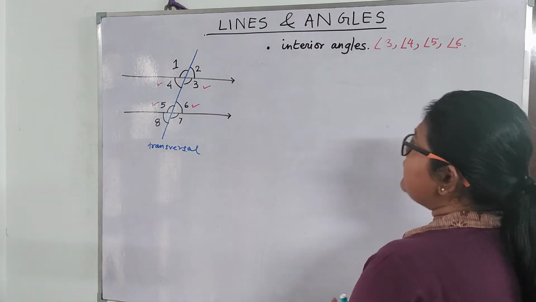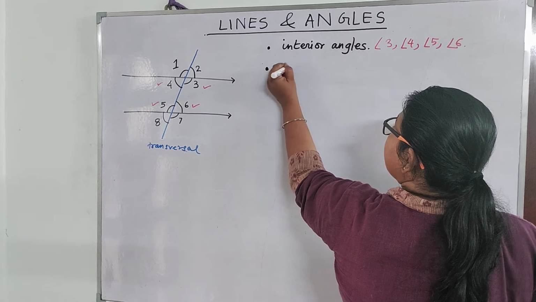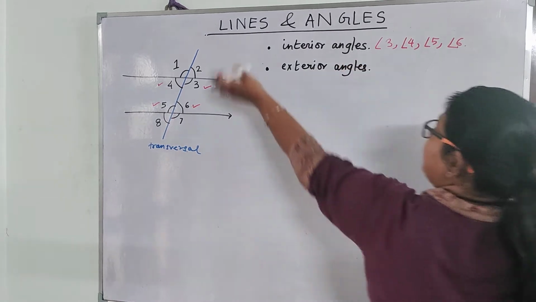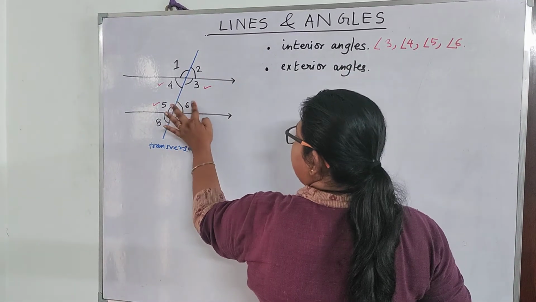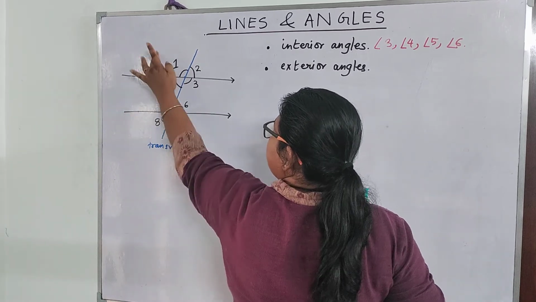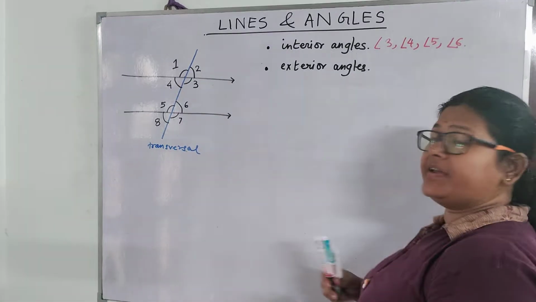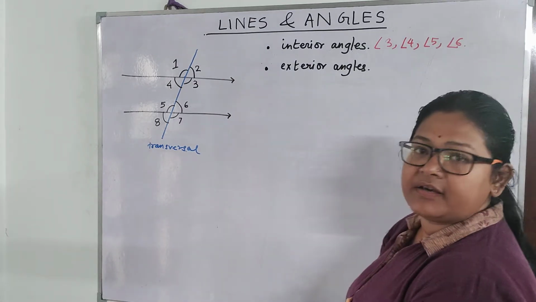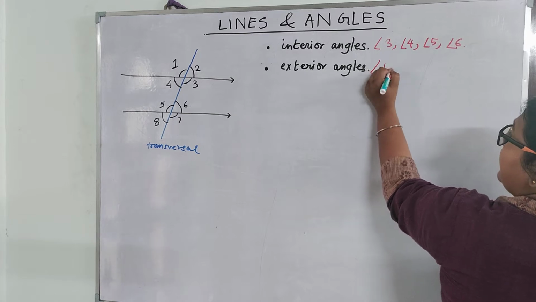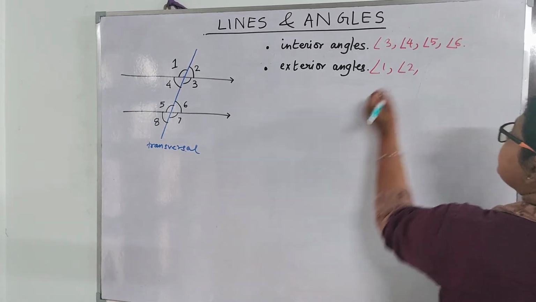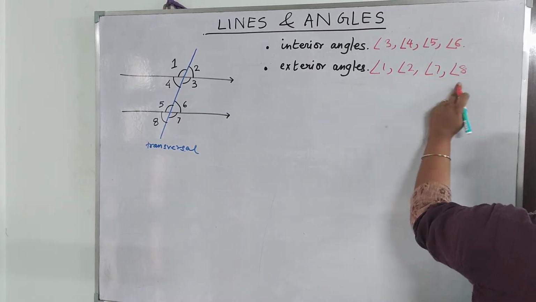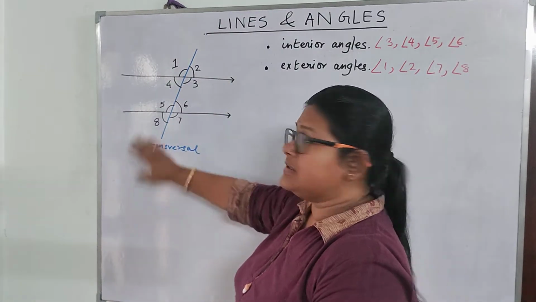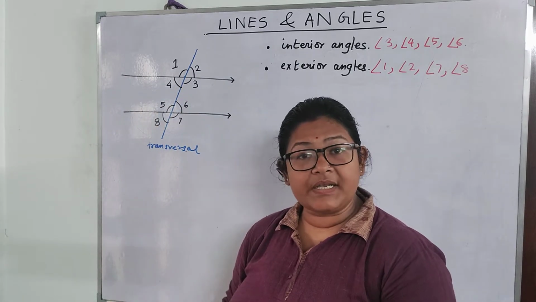Clear? Obviously, if there is an interior, there has to be an exterior. So what are the exterior angles? The angles which are facing outside: angles 1, 2, 8 and 7 are facing outside. Hence we can say that these angles are my exterior angles. Let me write them down. Angle 1, angle 2, angle 8, angle 7. I am writing it in order, so I just wrote 7 and 8. Exterior angles, interior angles. I hope it's absolutely clear.